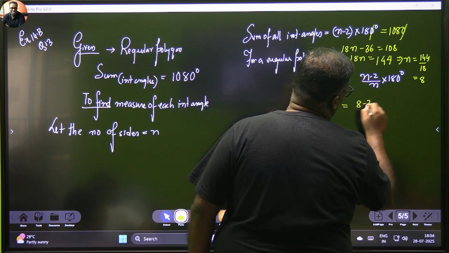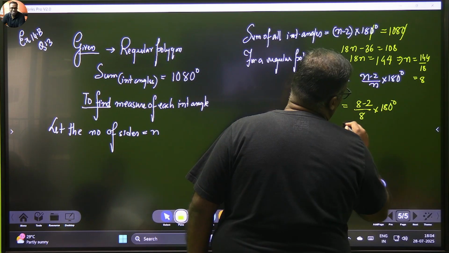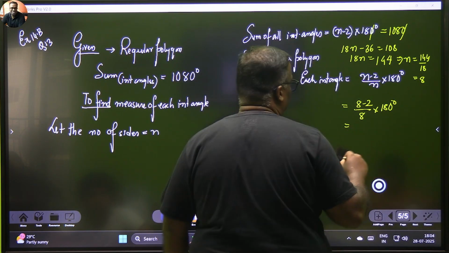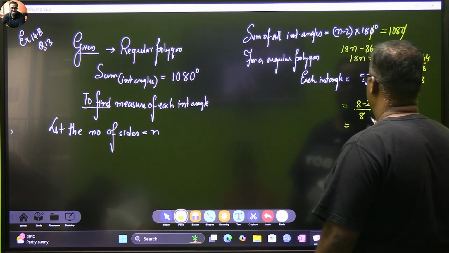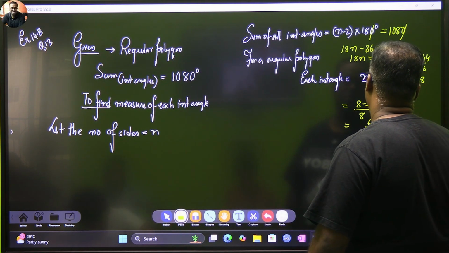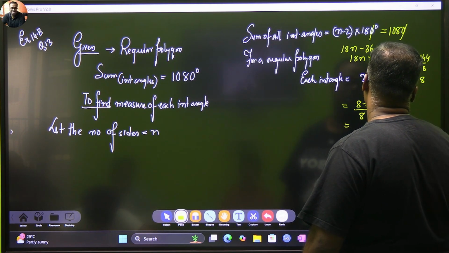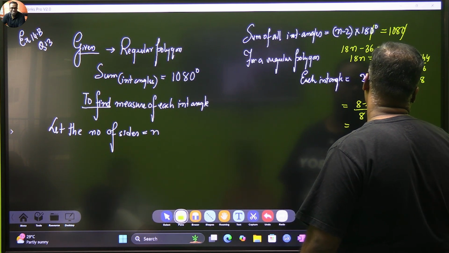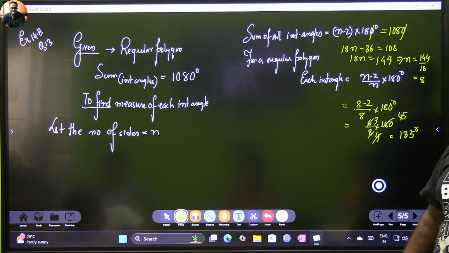8 minus 2 divided by 8 into 180 degrees. So that is very easy. Now this is how much? 8 minus 2 is how much, children? 6. 6 by 8 into 180. I get 135 degrees is each internal angle.